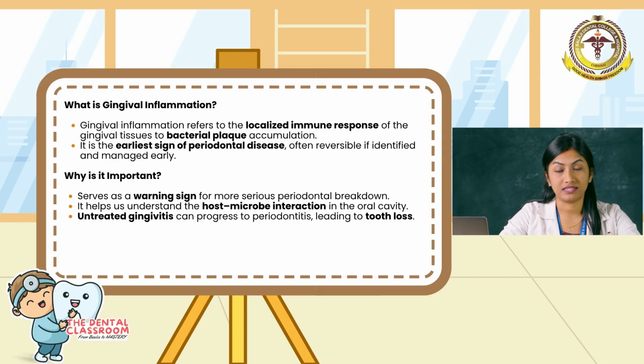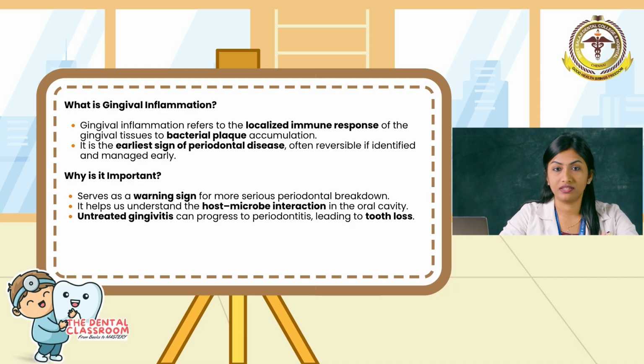This is recognized as the earliest sign of periodontal disease. In periodontal disease, we have various types, starting from gingivitis to periodontitis and various types of periodontal lesions. Here the starting point is gingivitis. So this gingivitis serves as the earliest sign of periodontal disease progression.